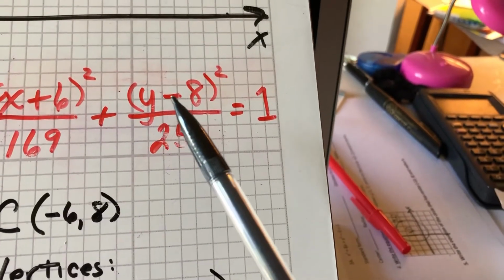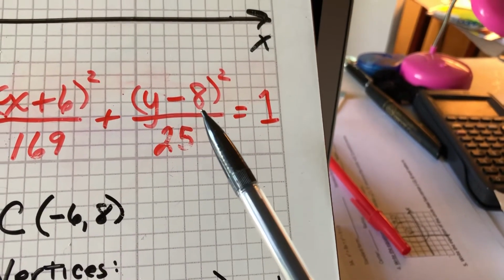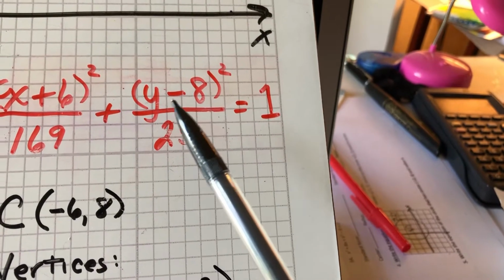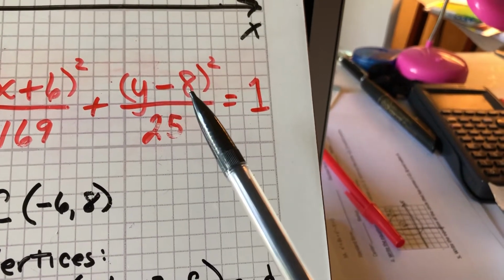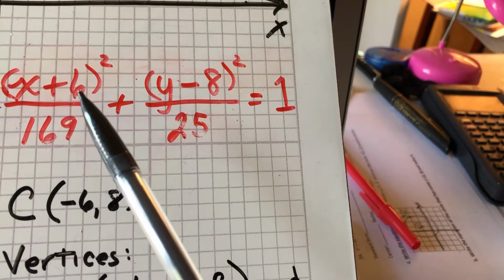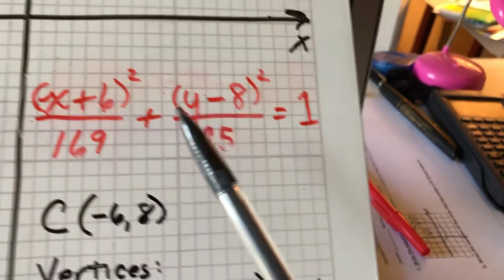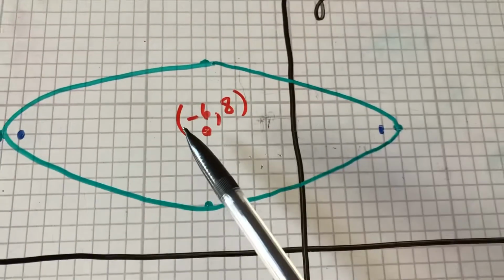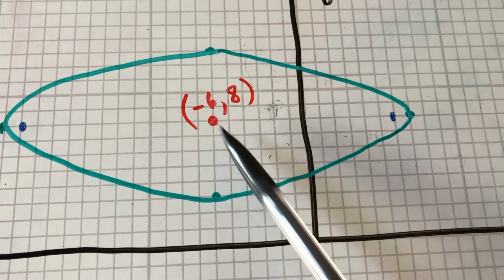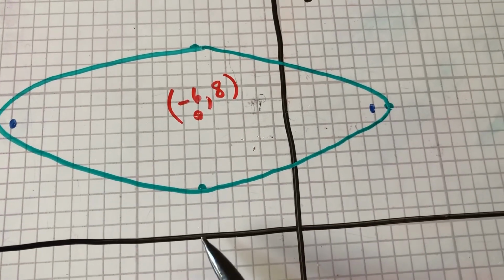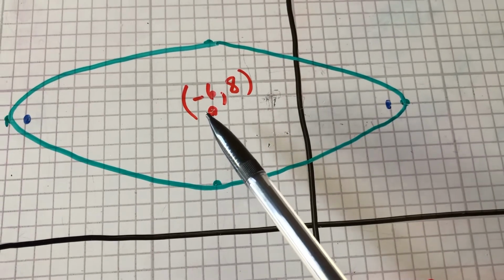Now this is Y minus K. So K itself is an 8. Y minus what follows the minus sign is an 8. So my center is at negative 6, comma 8. So that's what I locate first. Negative 6, comma 8. I go 6 on the X and 8 on the Y.